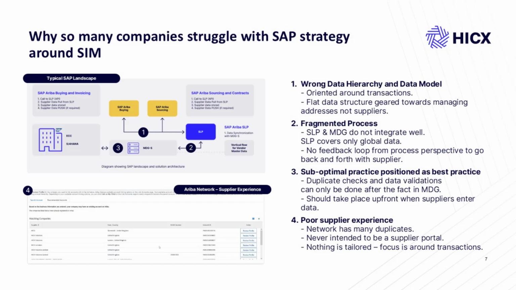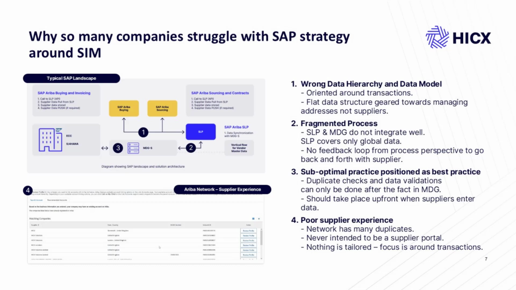Next, turning to SLP, number 2 on the chart here, data in this system is limited to global data only. This means no two-way integration to MDG, which in turn means backdoors and manual steps. There's also no feedback loop from a process perspective to go back and forth with a supplier. This limitation has knock-on effects as we go further down the chain.